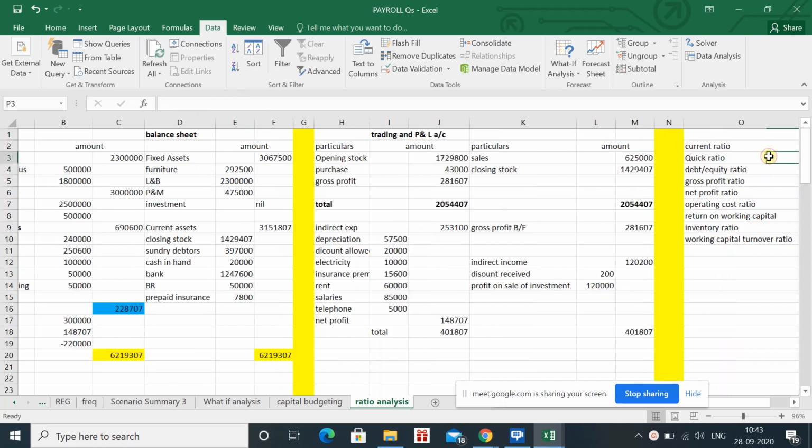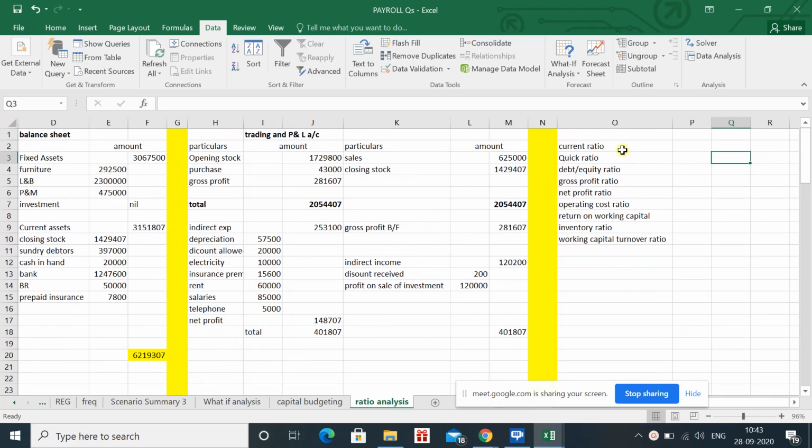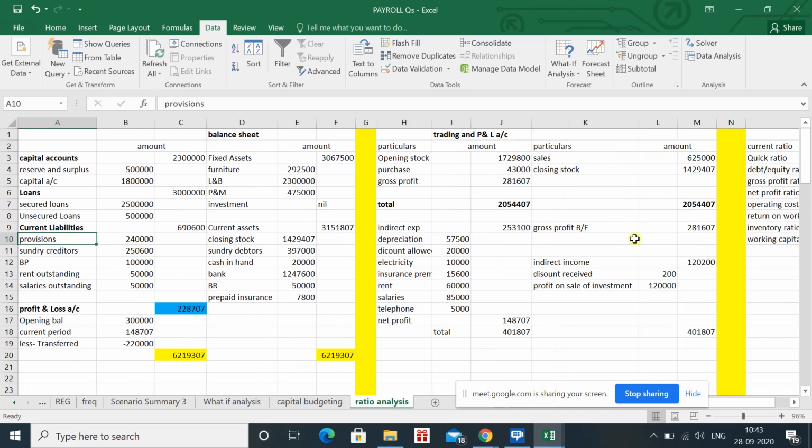And what have they asked you? They have asked you the current ratio, quick ratio, debt equity, gross profit, net profit, operating cost, return on working capital, inventory ratio, and working capital turnover ratio. So in total, they have asked you 10 ratios, and they have given you all the information which you may require to solve the question.